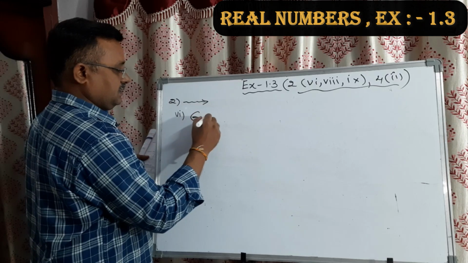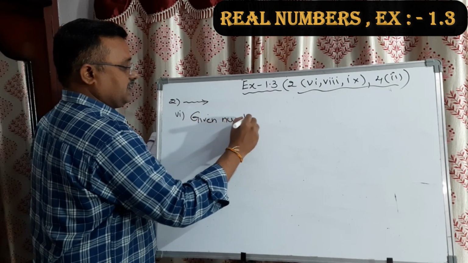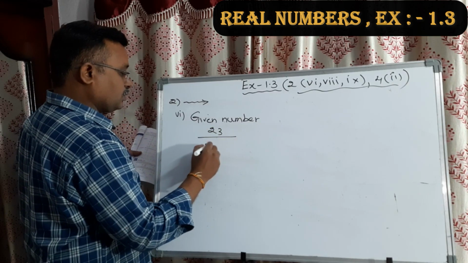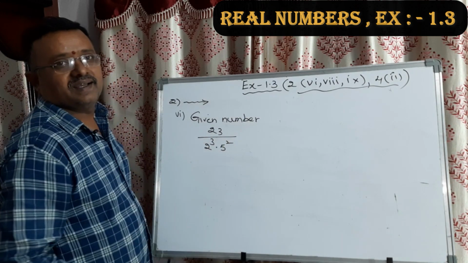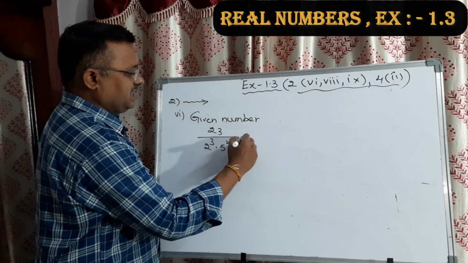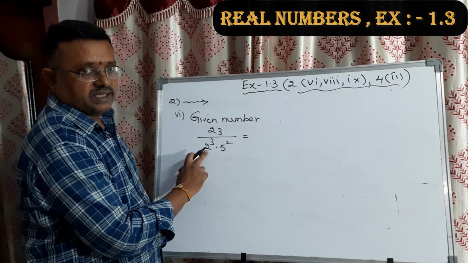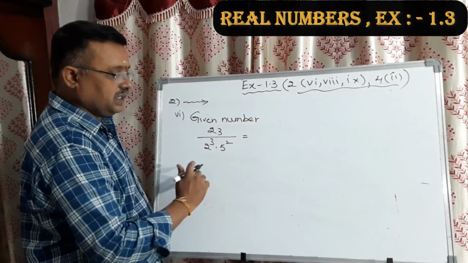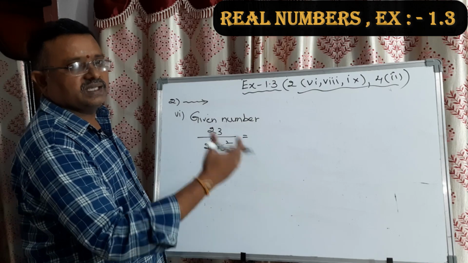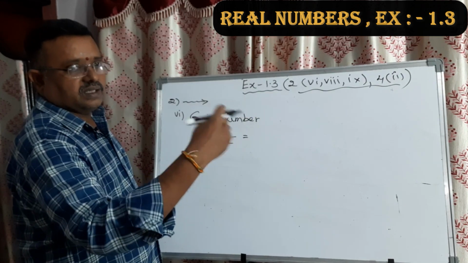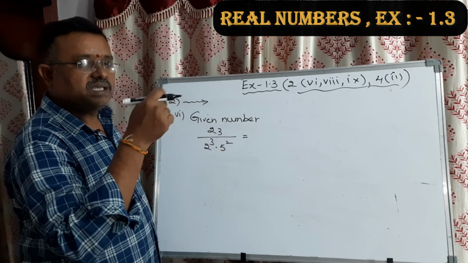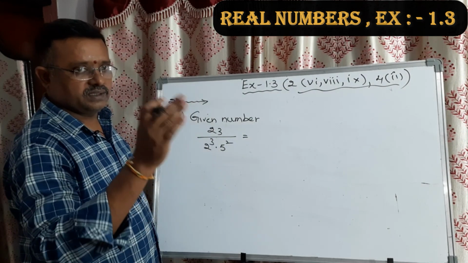So in this sixth question, the given number is 23 by 2 power 3 into 5 square. Very clearly, in the question itself the denominator is given as 2 power 3 into 5 square. So it is in the form of 2 power m into 5 power n. Automatically it can be written in the terminating decimal form. They are not asking what that terminating decimal form is, only whether it is terminating or non-terminating repeating.